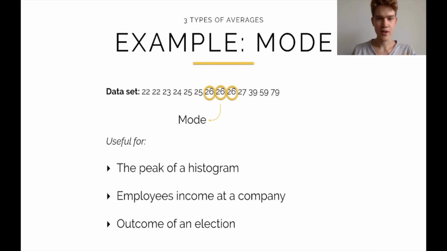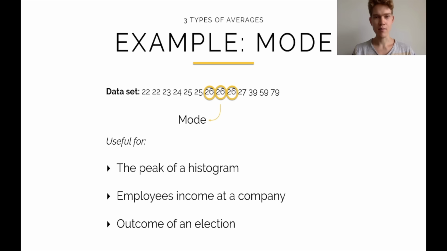So the worked example here would be, again, we take our data set and we can count how many times different numbers appear. And so if we go through the numbers, we'll see that 26 occurs the most. And so that's going to be our mode here. So we've got 22 and 25 that both occur twice, but 26 occurs 3 times. And so 26 is going to be our mode. It's going to be our most occurring value.